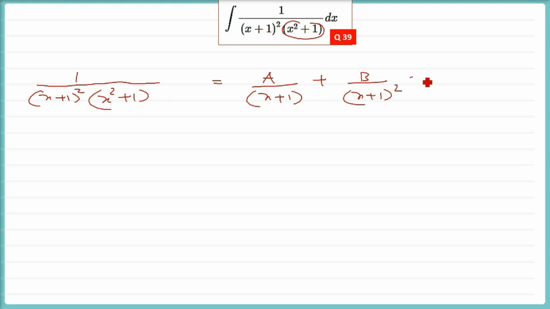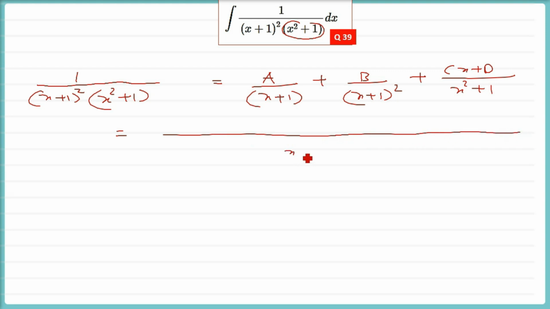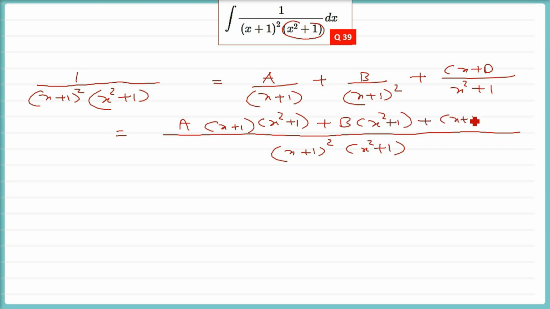Second one is a quadratic equation, which is x square plus 1. For that we need cx plus d. That is a linear expression above the quadratic x square plus 1. So what do we get from here? Let's take the LCM first. So we have x plus 1 whole square along with this x square plus 1. With a, we'll get x plus 1 and x square plus 1. Because x plus 1 whole square is already there, with b we'll get x square plus 1. And with cx plus d, x square plus 1 you can eliminate, and only x plus 1 whole square will come.